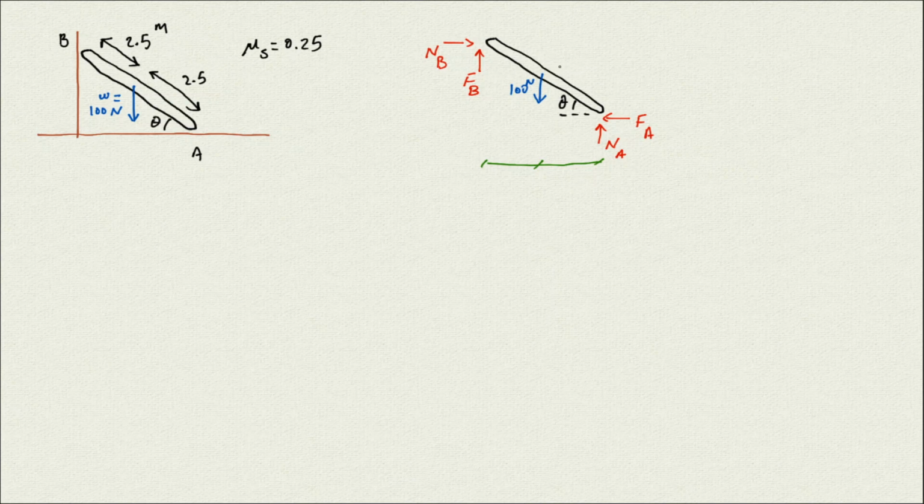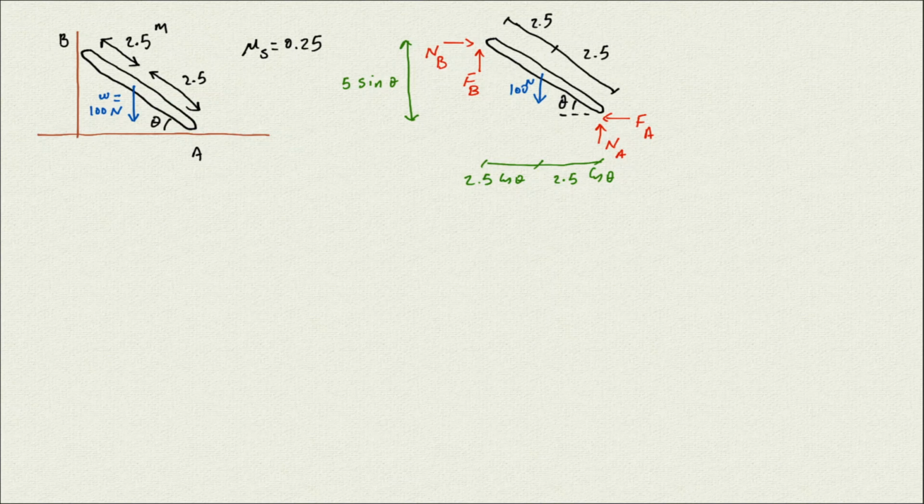If this part is 2.5, so if I draw that, that's a 2.5. So therefore, this part is going to be 2.5 cosine theta, the same as the other section, and this length here is going to be 5 sine theta.